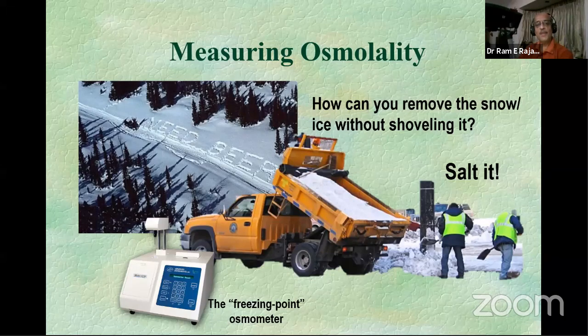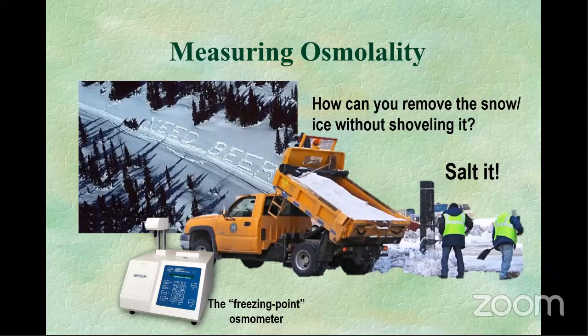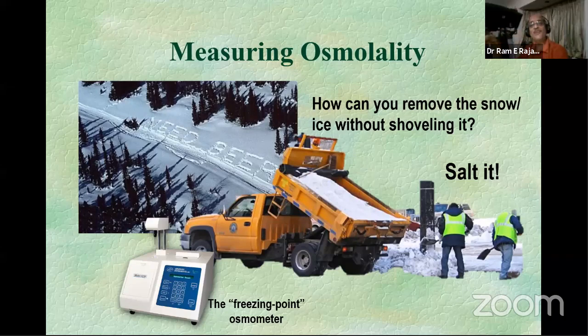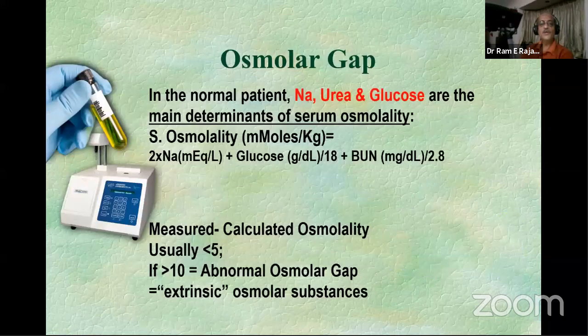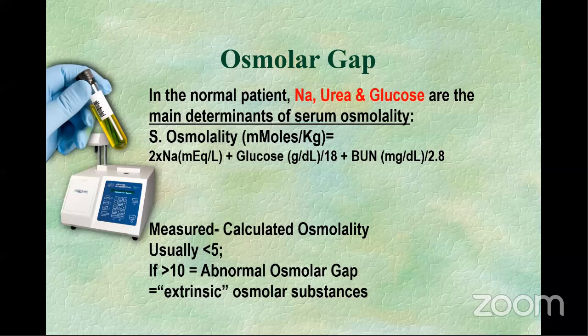One of the ways in which you can measure osmolarity is to use what is called a freezing point osmometer. This is just fun in education. I'm not trying to tell you anything, but I want you to understand this component very, very clearly. If you had a true measure of the osmolarity independent of the calculated osmolarity and demonstrate the existence of a gap, then you can say that there is an extrinsic osmolar substance.